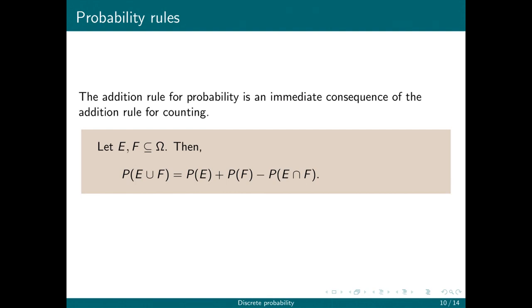Now that we've defined probability and conditional probability, we can start talking about some rules that allow us to calculate more complicated probabilities. The addition rule for probability is an immediate consequence of the addition rule for counting. The idea is the same. You add the individual probabilities and then subtract the overlap. So if E and F are subsets of omega, then the probability of E or F, read as E union F when we're talking about sets, is equal to the probability of E plus the probability of F minus the probability of both E and F.